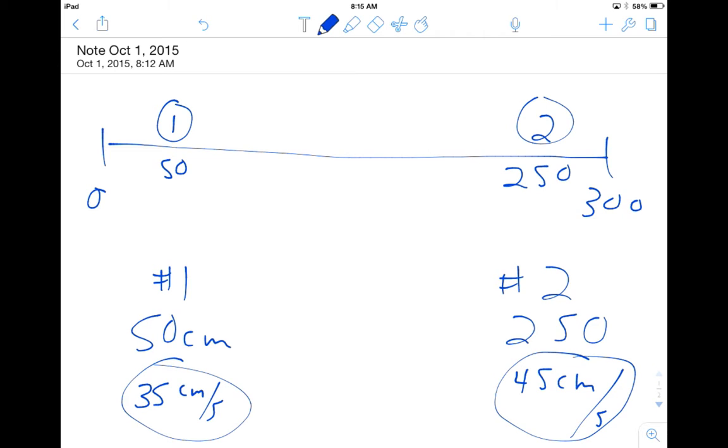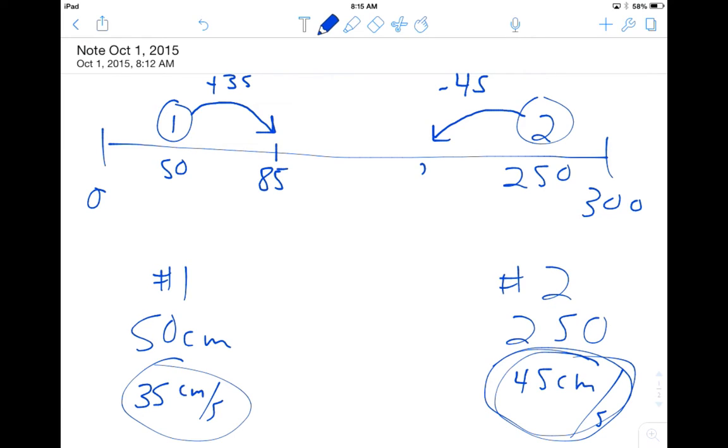So kind of the lowest tech way of doing this is to just count like we did with the Coach Keaton example. So if I think about 1 second going by and how far car number 1 is going to go, well, it's going to go 50 plus 35 because in every second it goes 35. So 50 plus 35 takes it to 85. Now car 2 isn't going to go plus 35, it's going to go minus 45 because it's going the opposite direction. So instead of adding that 45, we subtract it. So 250 minus 45 is 205.